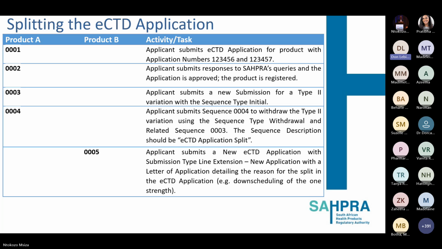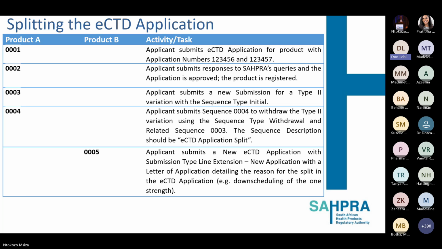So then in 0004, you would submit a withdrawal of the type 2 variation, which you had done in sequence 0003, and the sequence description would state that this is due to an eCTD application split.